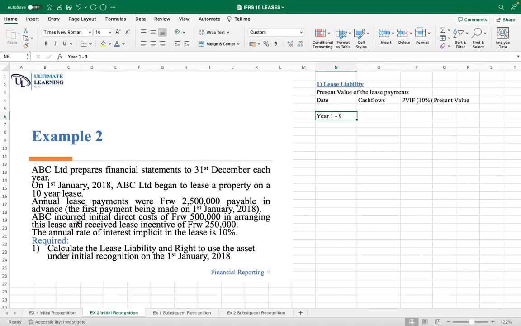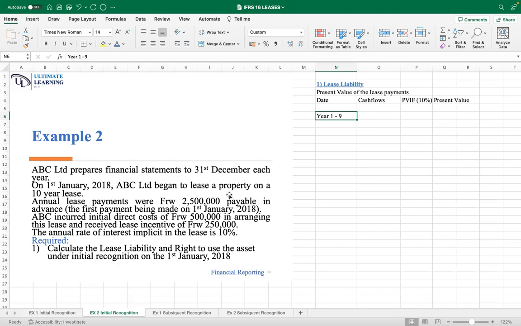But in this question, the first payment is not after 1 year. The first payment is now. Now is year 0, not year 1. Where have I picked that? Look at this sentence: annual lease payments are 2.5 million payable in advance. The first payment being made on 1st January 2018. Remember, 1st January 2018 is now, the date the lease started.